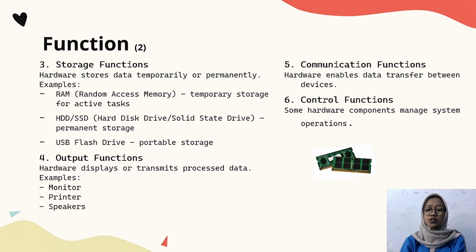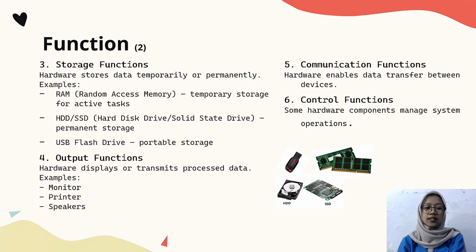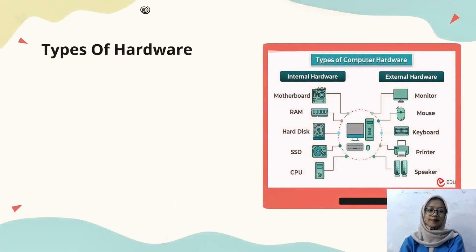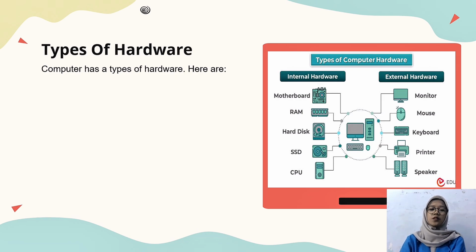There is a picture of the RAM, HDD, SSD, and USB flash drive. When we use a USB flash drive, we can bring the file documents to any other places. There is a monitor, printer, and speakers. Next is types of hardware. Computers have types of hardware.